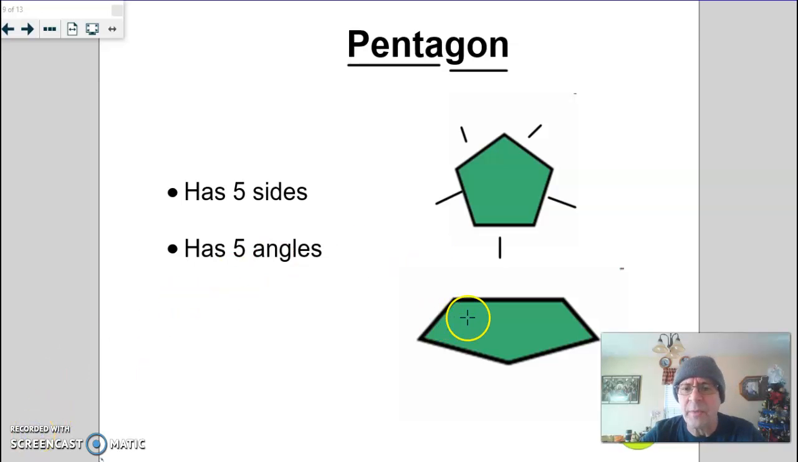Now you may look at this one and say, well, that doesn't look like this one. They don't quite look the same, but let's count and see if it's a pentagon. How many sides does it have? 1, 2, 3, 4, 5. It is still a pentagon. Straight lines, sides that connect, the lines all connect, and there's 5 angles and 5 sides. It is still a pentagon.